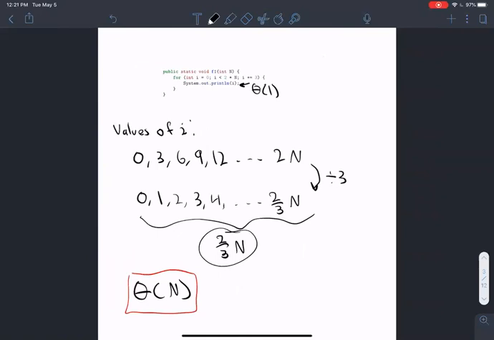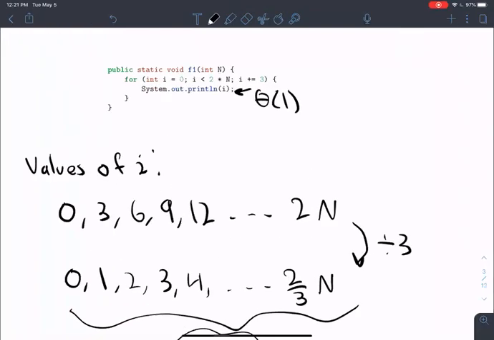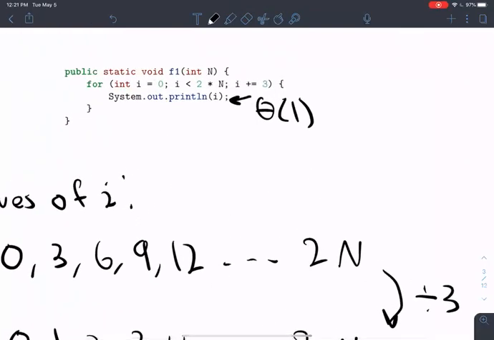So it doesn't matter how much of a constant runtime it is, whether it's 0, 1, 2, 3, or 2 over 3n. It just matters that there's 2 over 3n of the constants. Yeah, exactly. So the part where you said if it's like 1 or 2, do you mean if there was 2 print statements here?